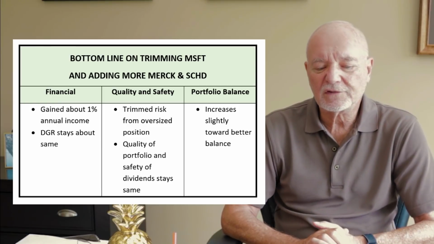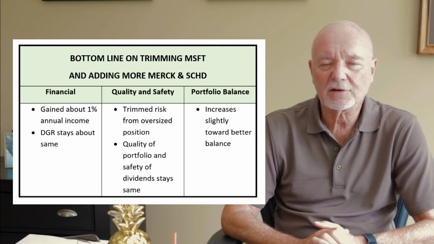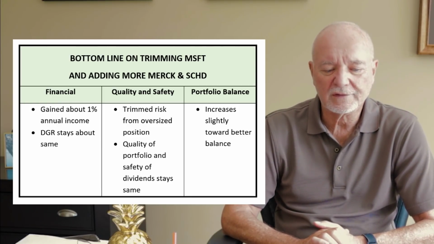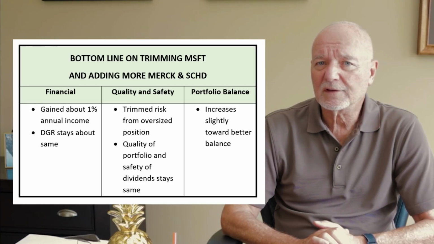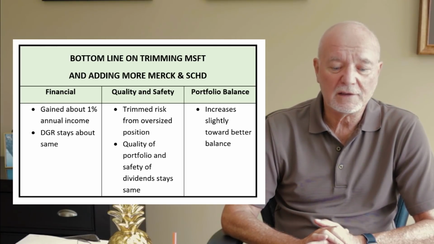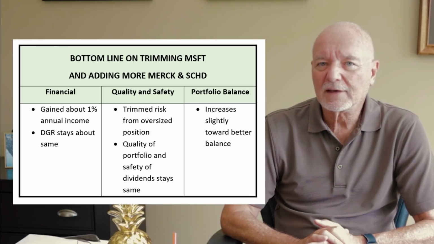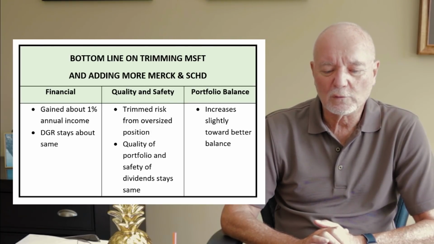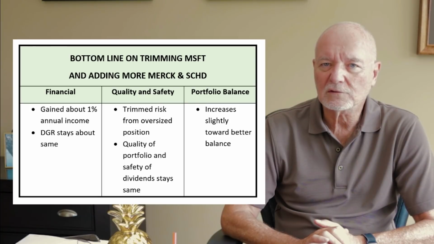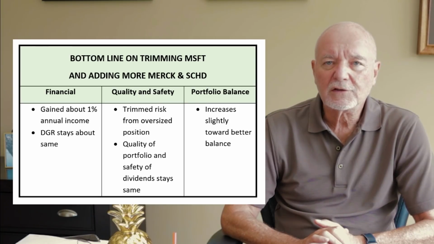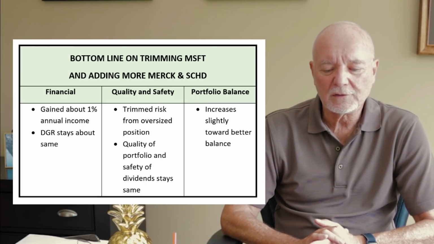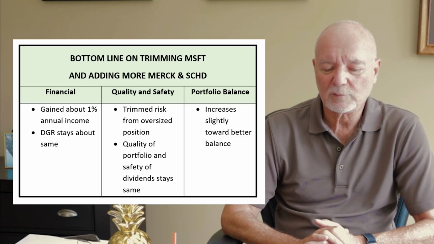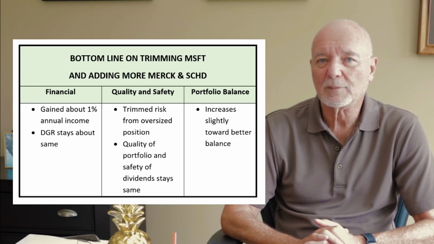I always like to say that you should invest like you're the CEO of your own business. Perhaps the most important decision that CEOs make is how to allocate capital. That's what I did here. I moved capital from an oversized, overvalued, low-yield position into two investments that are better valued, have higher yields, and have plenty of room to grow in my portfolio.